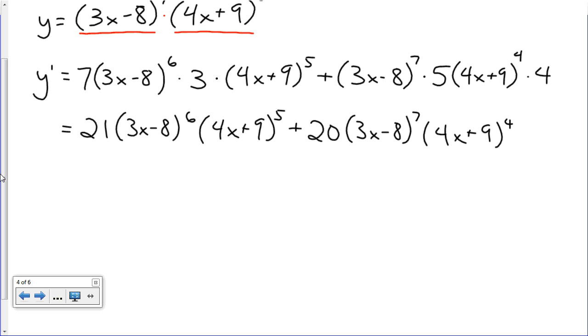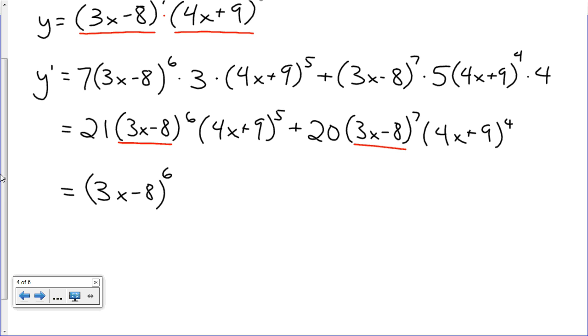However, some of the problems in the book, and in fact, even this example, they're going to go a little bit further with this. And I can see that I have a factor of 3x minus 8. I have 6 of them, actually, in the first term. And I have a factor of 3x minus 8. I have 7 of them, actually, in the second term. So I could factor those guys out. We're going to do it that way. I've got 3x minus 8. I've got 6 of them in the first term and 7 in the second term, so I can factor out 6 of them.